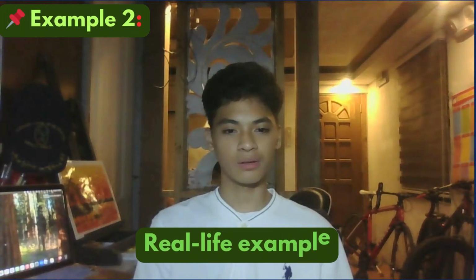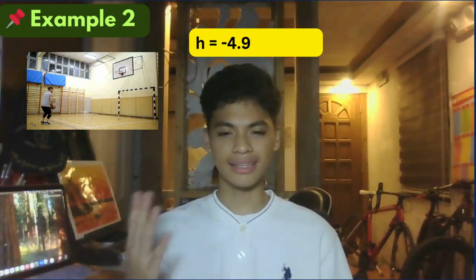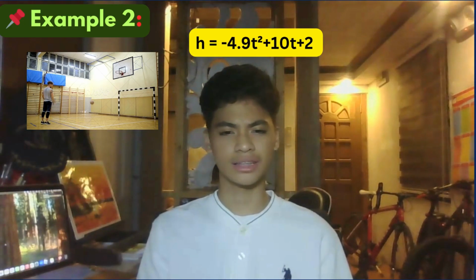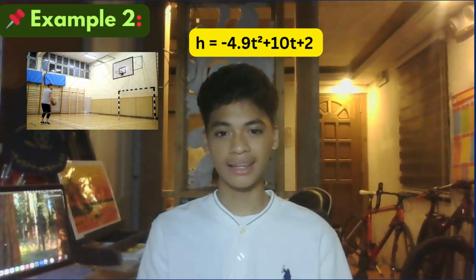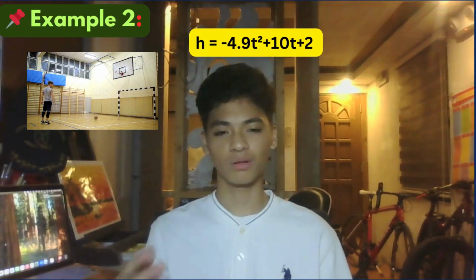What about we try a real life example? Imagine this. You're throwing a basketball and the height of the ball is described by this equation. h equals negative 4.9 t squared plus 10t plus 2. This equation models the height of the ball over time.